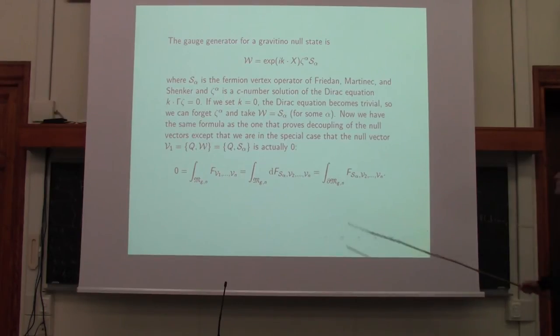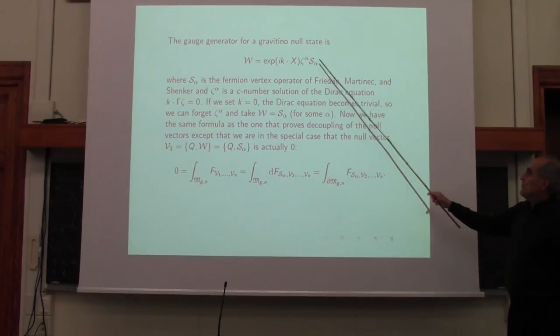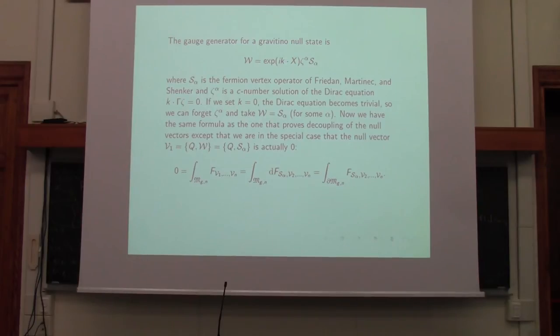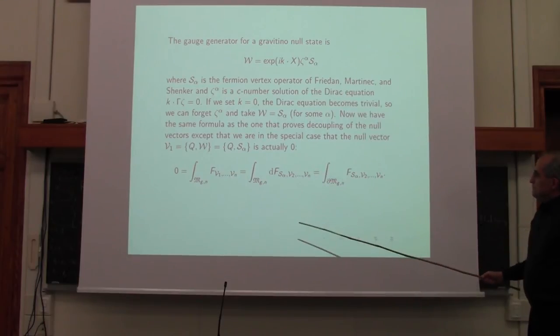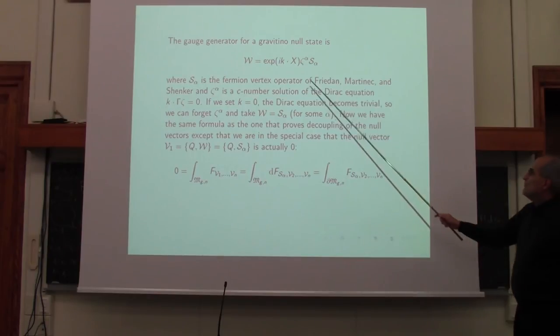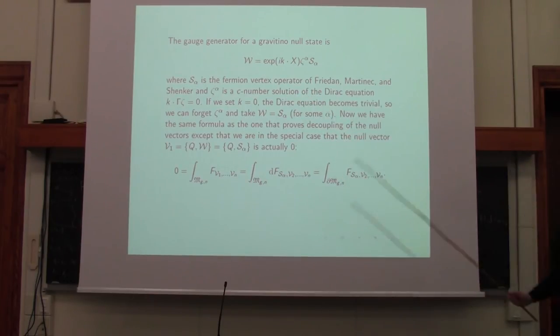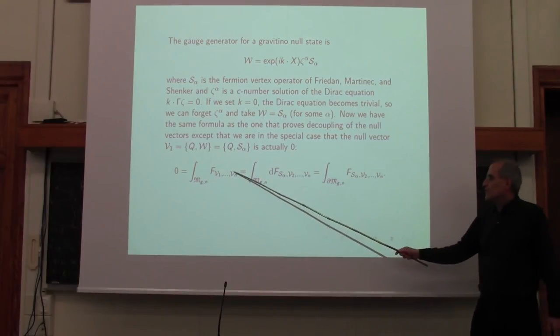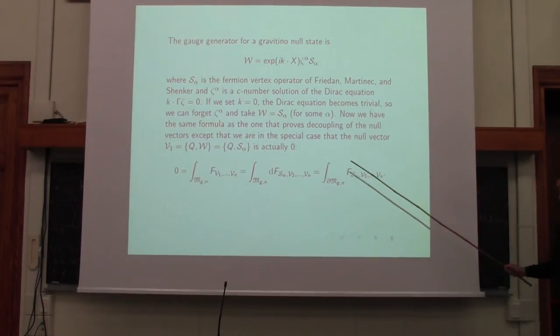So let's discuss the conservation law. Here I've written, according to Friedan et al., the gauge generator for a gravitino null state. So just as in the bosonic string, the key point is that if k is zero, then Q of W, which in general is a null vector that's supposed to be decoupled, is actually zero. So in that special case, the correlation function is zero for trivial reasons, plus we can also use Stokes' theorem. So using Stokes' theorem gives a formula, and the formula says that something integrates to zero over the boundary of supermoduli space. And that formula is going to be our conservation law.